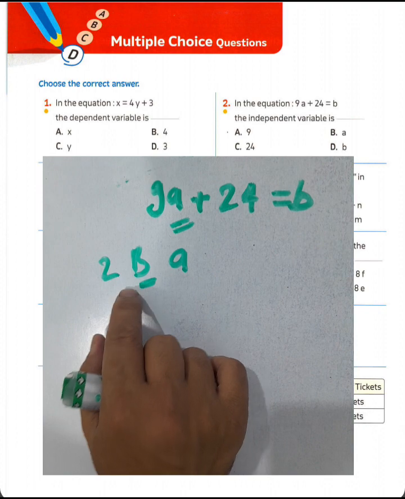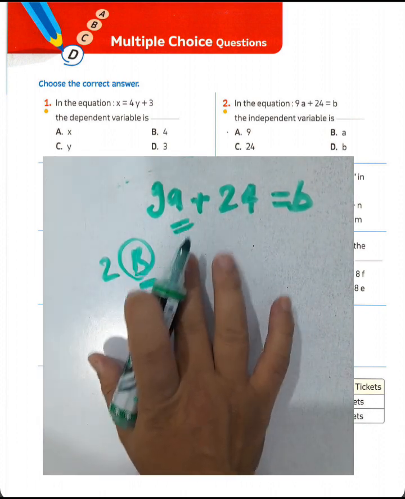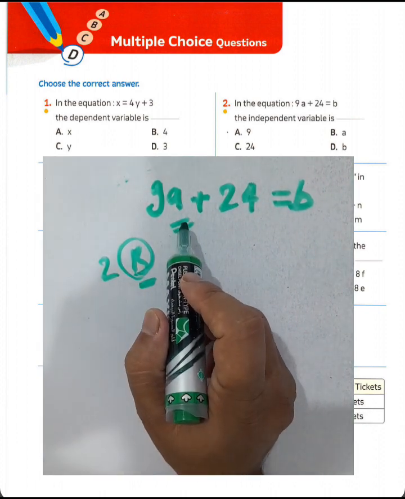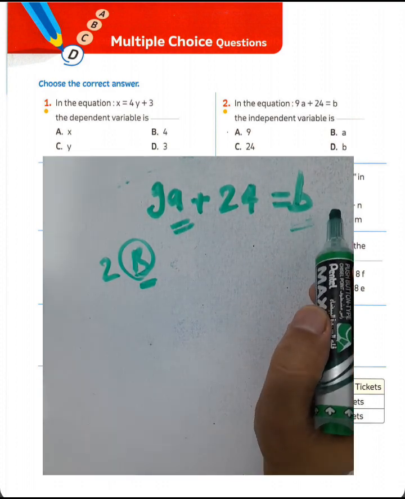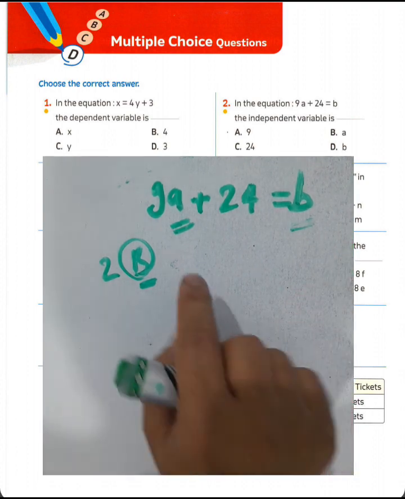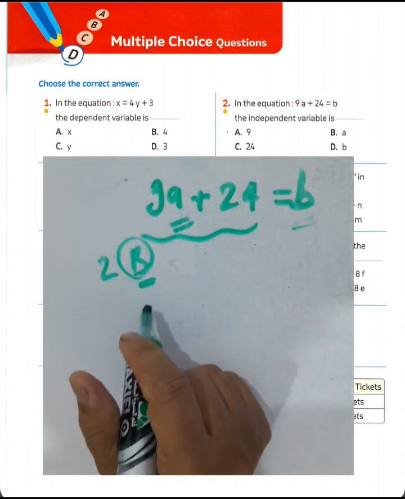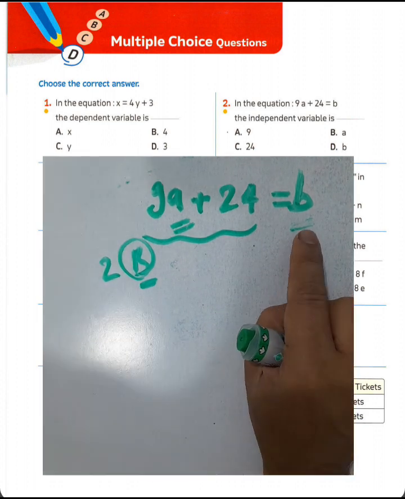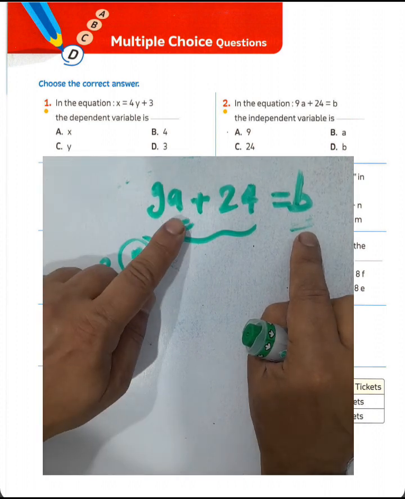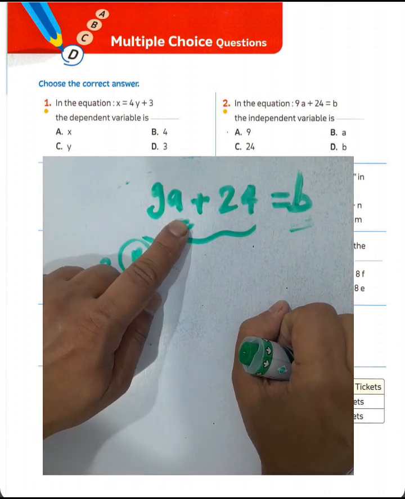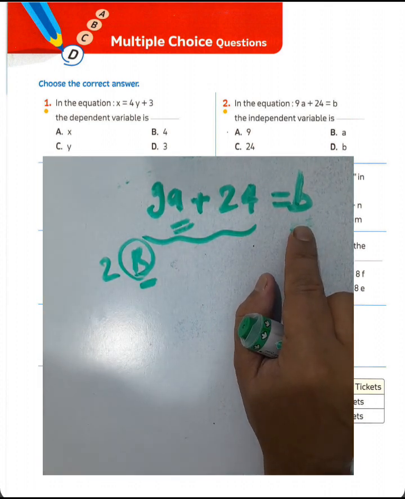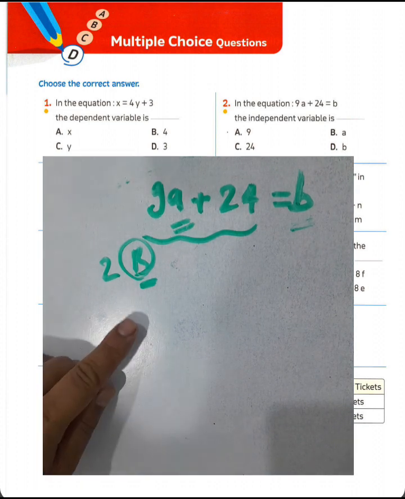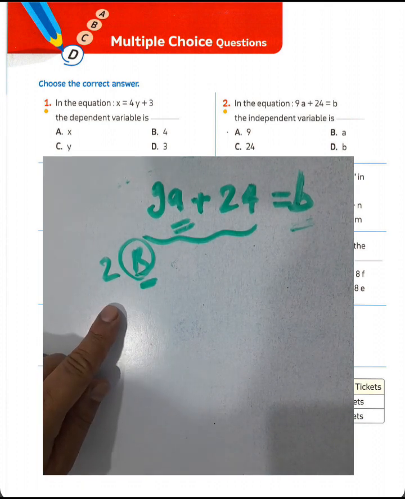Okay, choose letter B. We called it what here? A is the independent variable, but B we called it dependent variable. We have the difference between dependent and independent. Independent lies in the expression, but B we called it dependent variable. Again, A we called it independent variable, but B we called it dependent variable. Choose letter B about question number 2. Okay.